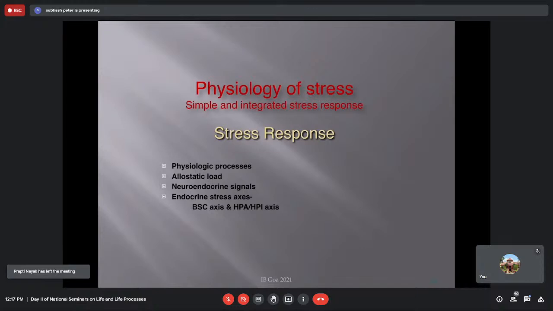Homeostasis is now getting disrupted, and as a result, a disturbed allostatic load is put on the homeostasis. And a number of neuroendocrine signals and endocrine stress axes, especially the brain-sympathetic-chromaffin axis releasing catecholamines, and the HPI or HPA axis in the fish, where they promote corticosteroids, all come together and work on it. And there is a great physiology of the stress.